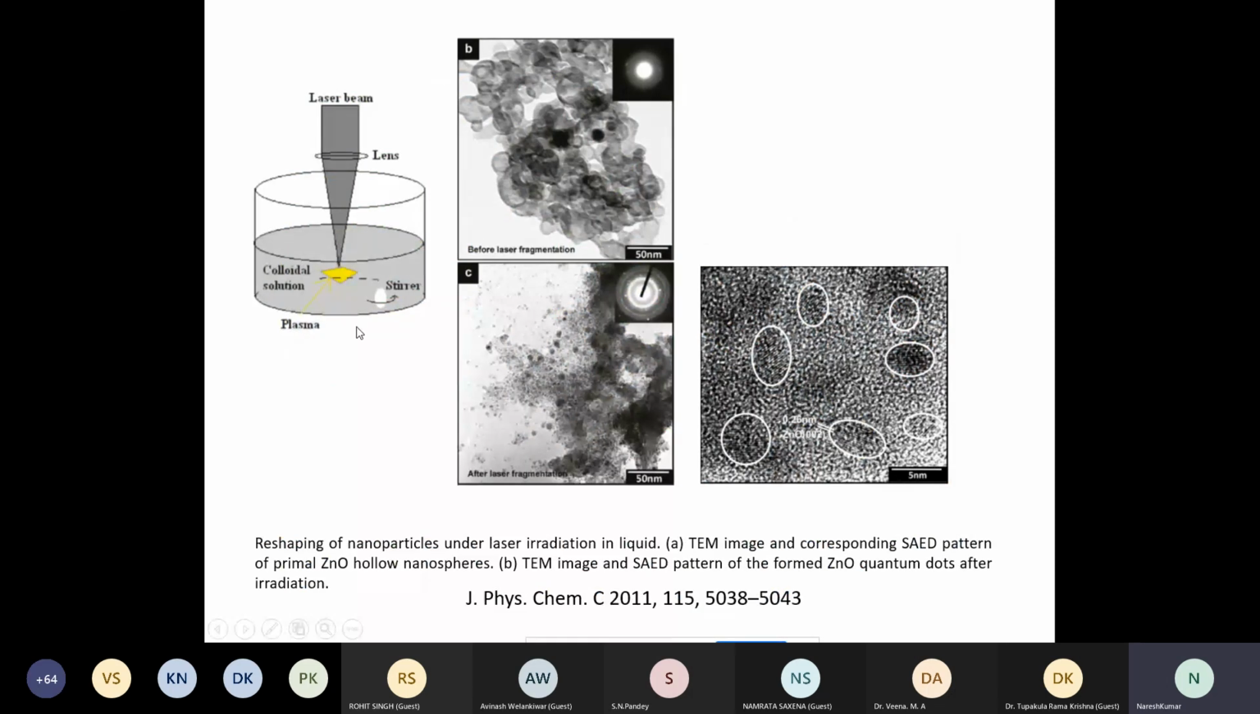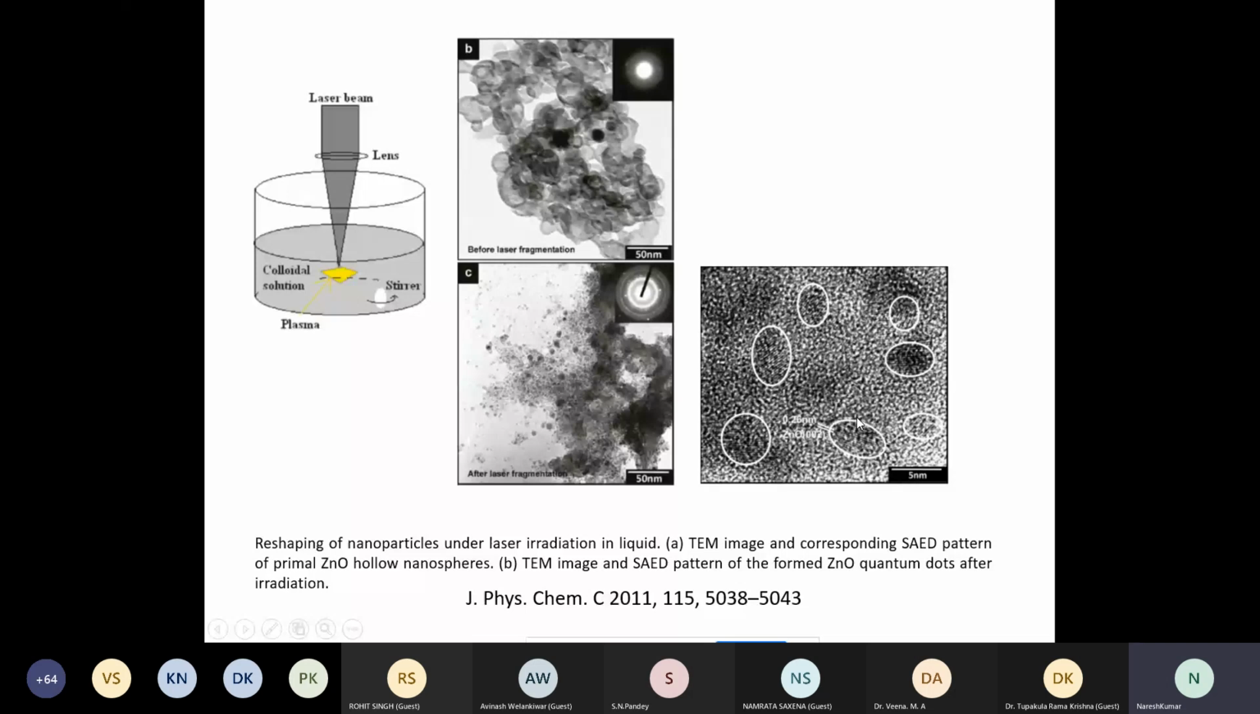Here we are showing that you can make quantum dots of zinc oxide with the help of this laser, laser fragmentation in liquid. You take a laser beam, there are zinc oxide hollow nanospheres in the solution, and after the interaction, you are getting quantum dots of zinc oxide.